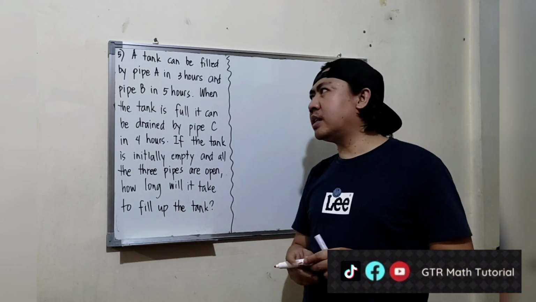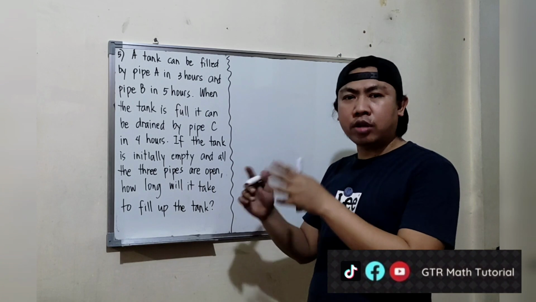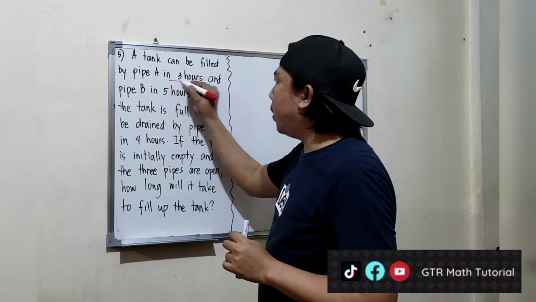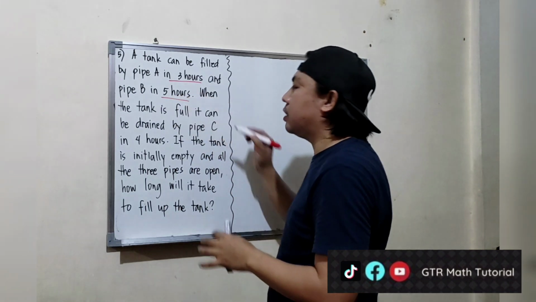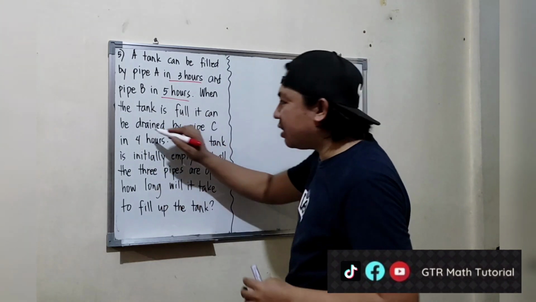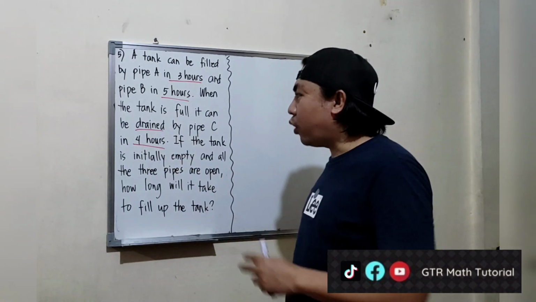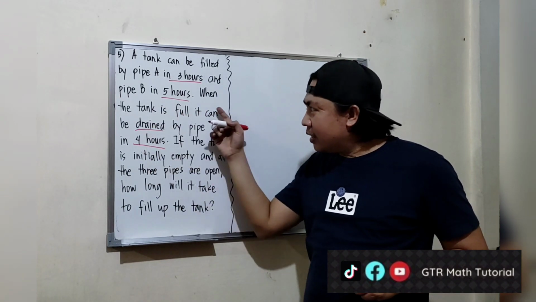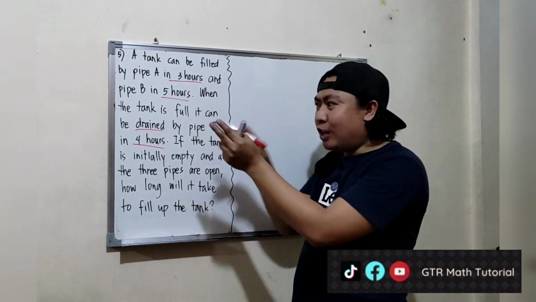Okay, so dito may iba ang formula natin. Yung kanina mga formula natin sa first 4 examples, puro plus kasi nagtulong sila. Dito magkakaroon ng minus. Kasi ang pipe A ay 3 hours para mapuno yung tank, and si pipe B naman is 5 hours. Pero meron tayo ditong pipe C. When the tank is full, it can be drained by pipe C in 4 hours. Kaya isasubtract natin itong isa. Magtutulong yung dalawa, yung pipe C ay pang drain. Yung dalawa pang fill, yung isa naman ay pang drain.